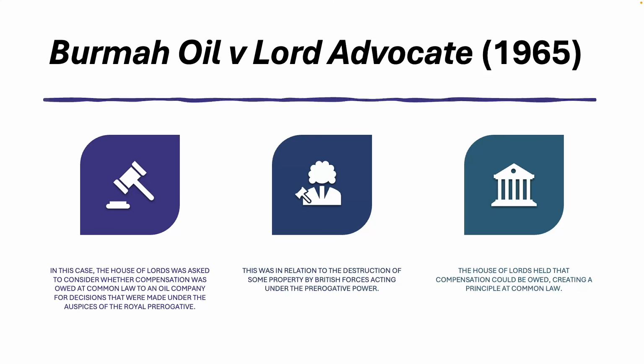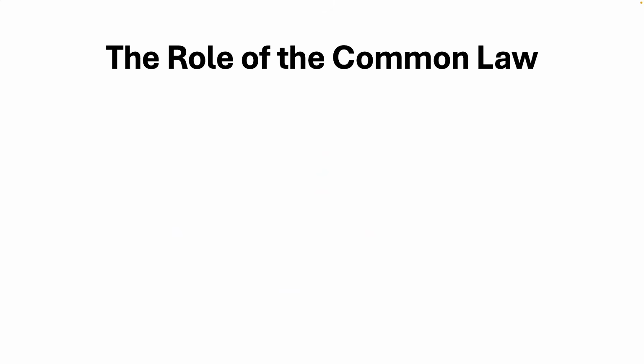So there was no precedent that had been established, there were no rules that had been established about whether or not compensation for property being destroyed by British forces acting under the royal prerogative could be owed at common law. There was no rule, there was no law in Parliament that established whether or not they could, and so the courts were invited to answer the question. And they answered the question by saying, in fact, yes, it could. And this creates a new principle that other cases might in the future be able to rely on and cite this case as their precedent.